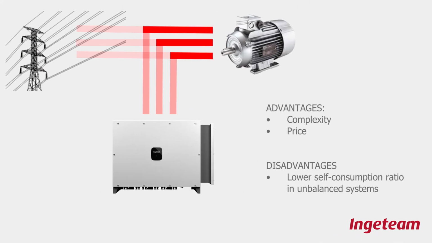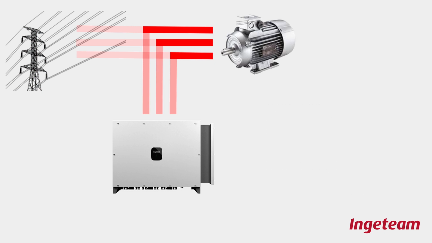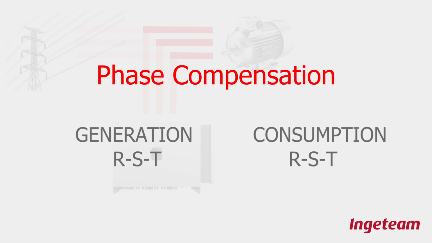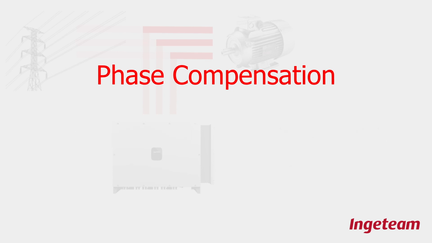The second ones have a lower complexity and price. However, they tend to have a lower self-consumption ratio. This disadvantage can be minimized with what we know as phase compensation. Phase compensation consists of considering generation and consumption as two large blocks. Within the generation block, we find all the available PV energy, and within the consumption block, we find the total amount of energy consumed by the three phases.